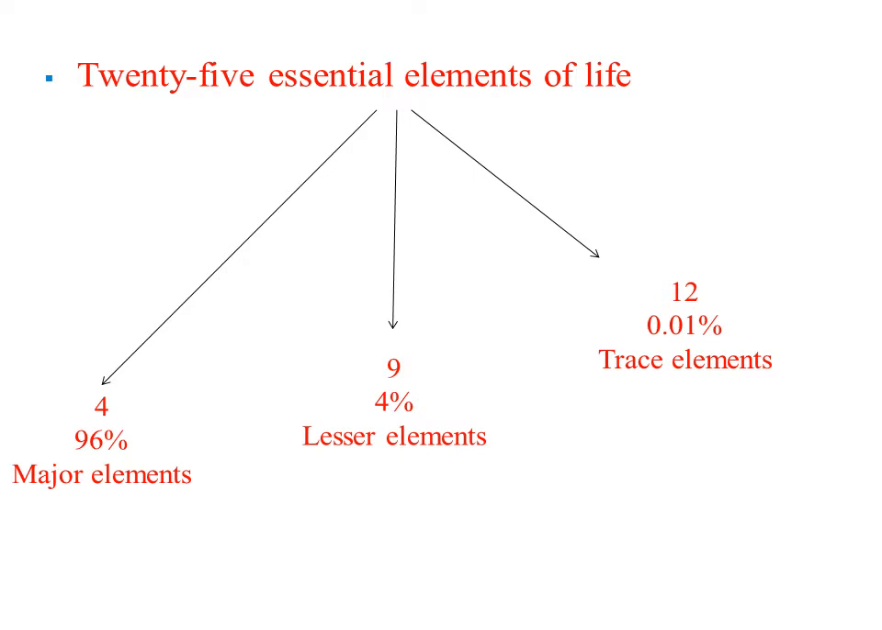The 25 elements that are vital for humans can be separated into three major categories. The first one is called major elements. The second is lesser elements. And the third is trace elements.